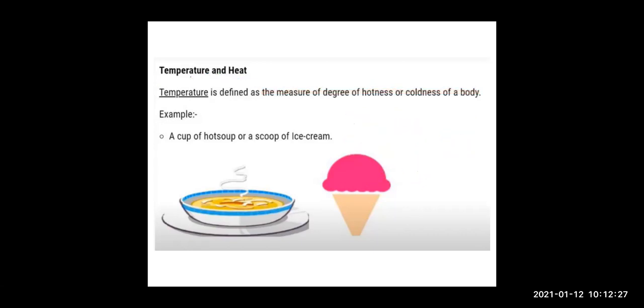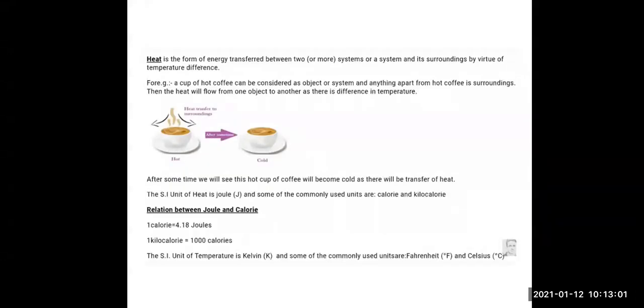So here I have an example of a cup of hot soup and an ice cream scoop, right? You will say that the soup is hotter as compared to the ice cream, right children? If I put a volcanic eruption over here, its temperature will be even more than the soup, right? Then you will say that the lava is hotter than the soup, right? So how will we define temperature? It is the degree of hotness or coldness of a body.